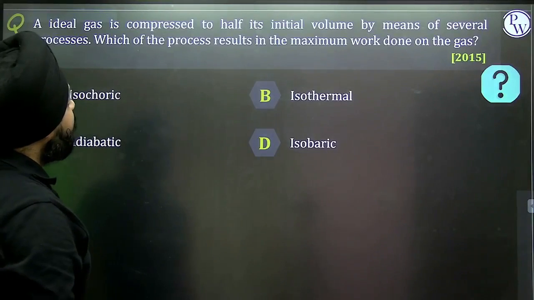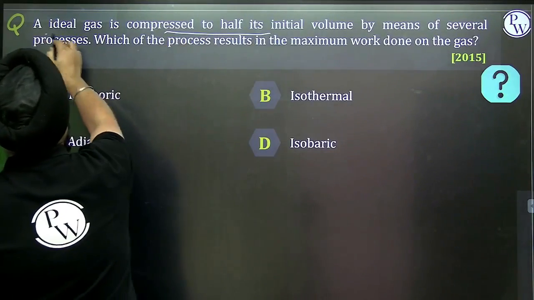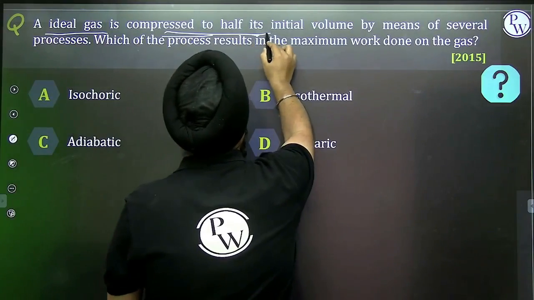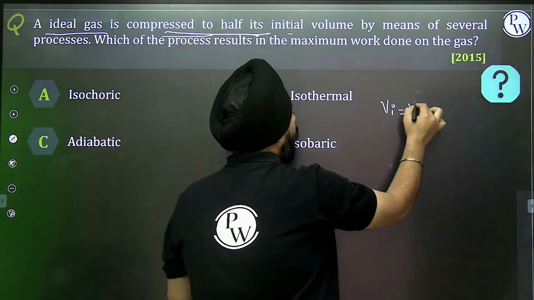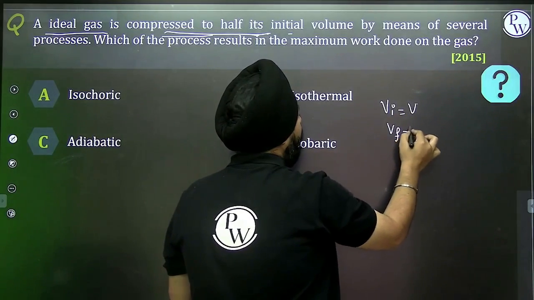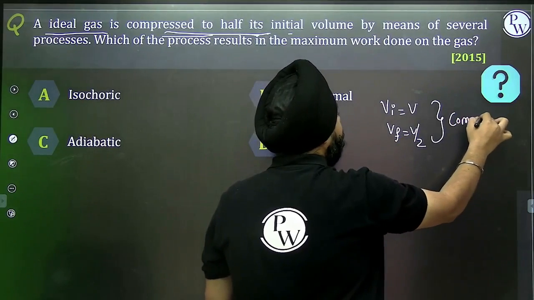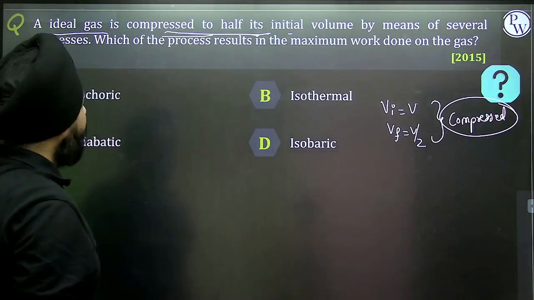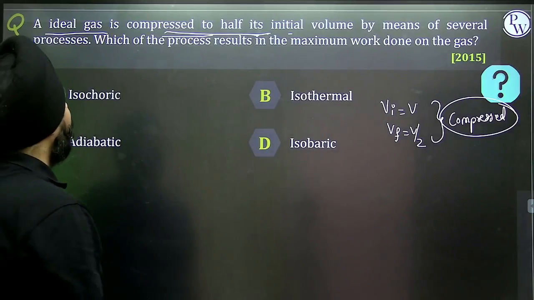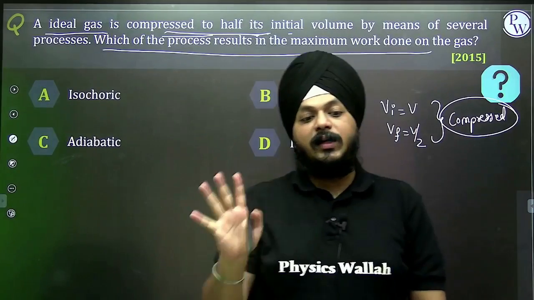An ideal gas is compressed to half of its initial volume. Initial volume V, final volume V by 2. The gas is compressed by means of several processes. Which of the processes results in the maximum work done?